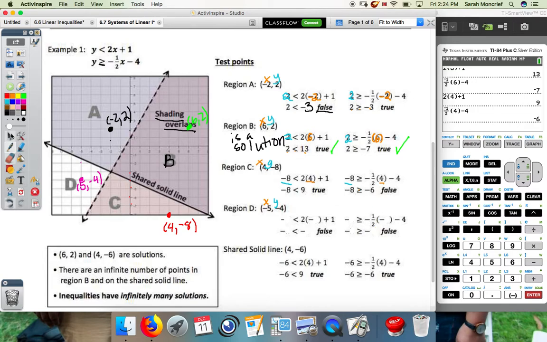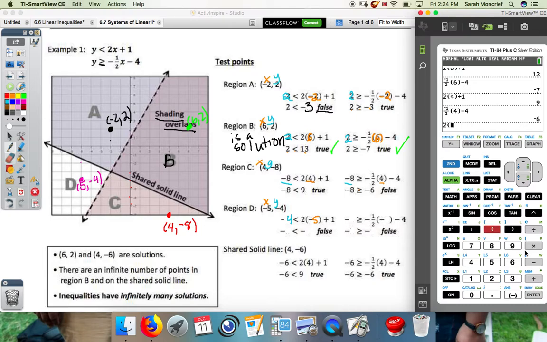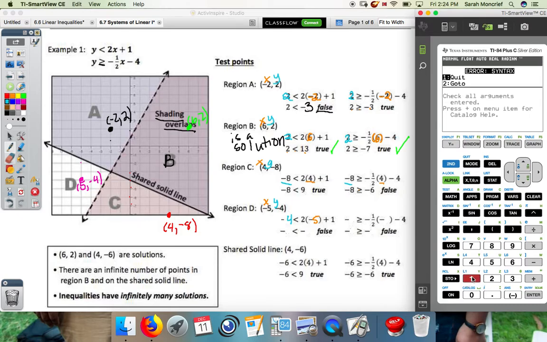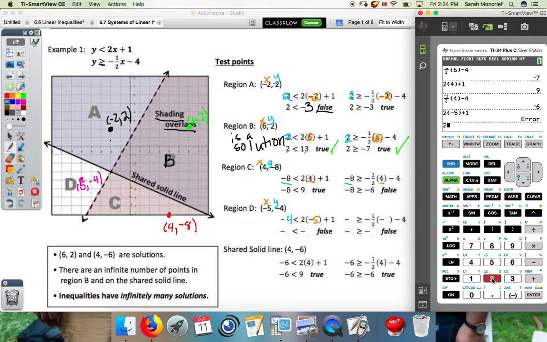So here, what are we plugging in for x? Negative 5. And what are we plugging in for y? Negative 4. So let's see if 2 times negative 5 plus 1. What is that? Oops, I typed something in wrong. I put a minus sign. It happens all the time. It's 2 times negative 5 plus 1.